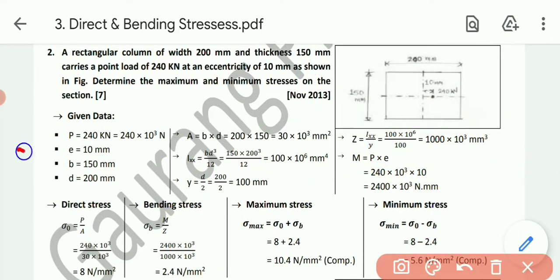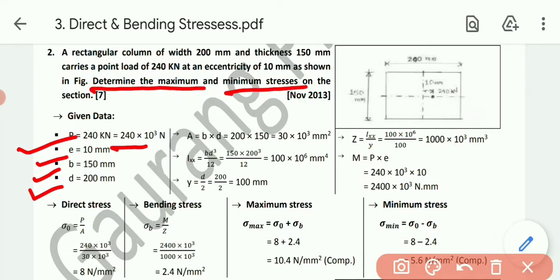So P is 240 kilonewton. Let's convert it into Newton. So 240 into 10 raised to 3 Newton. Eccentricity is 10 mm. And B and D, that is 150 cross 200 mm. Now determine the maximum and minimum stresses on the section. So we need to calculate sigma max as well as sigma minimum.